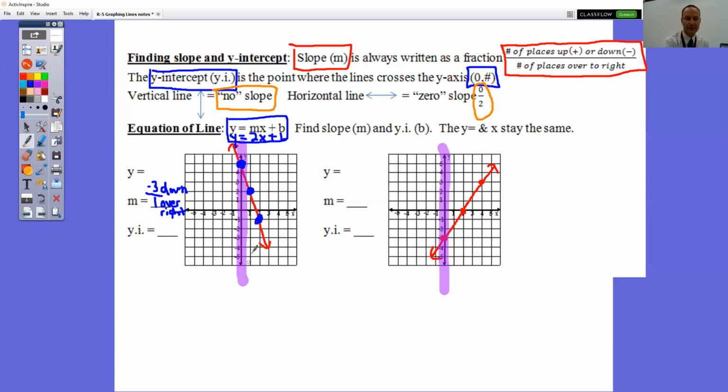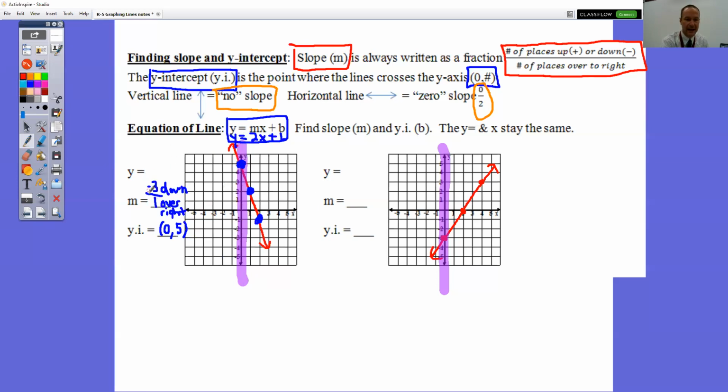Your y-intercept is where the line crosses the y-axis. So where does the line cross this purple line? It crosses it right here at 5. So when we write our y-intercept, we write (0, 5) inside parentheses. Now, when you go to write the equation of the line, just take those 2 answers and smush them together.